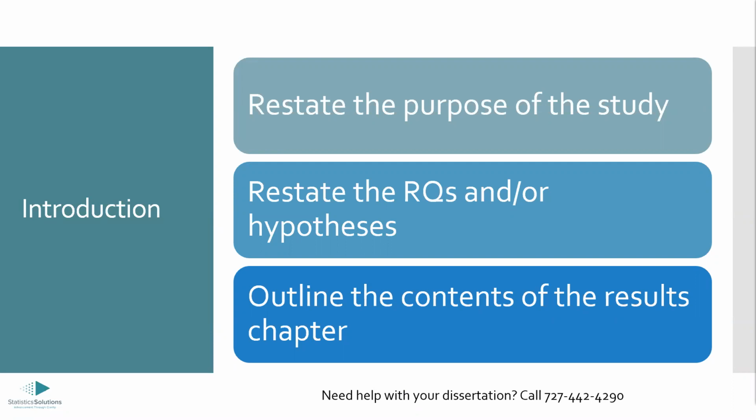Whenever you state your research questions and hypotheses, they should be stated the exact same way, in the exact same format, every single time you write them out in your dissertation. So that should be aligned with your previous chapters. And then you may just want to outline the contents of the results chapter. This can really just be as simple as listing off all of the different sections that the results chapter will contain. It doesn't really have to be any more detailed or complicated than that usually.